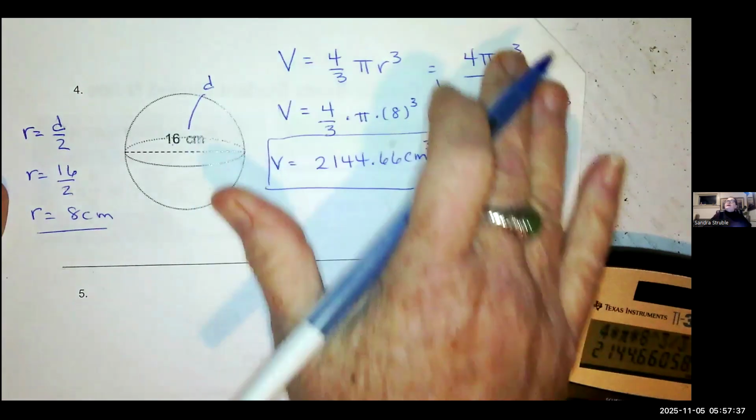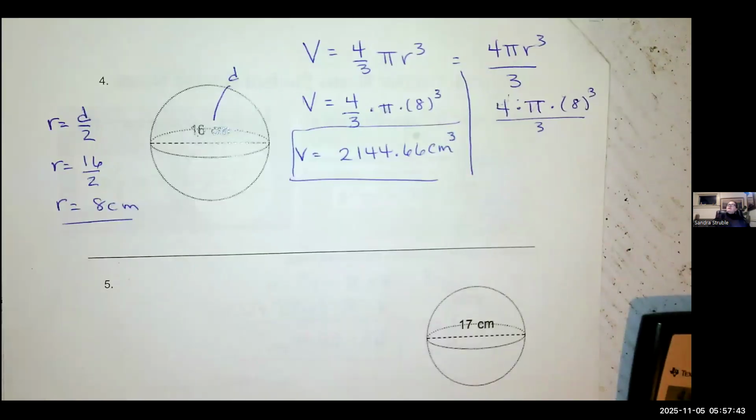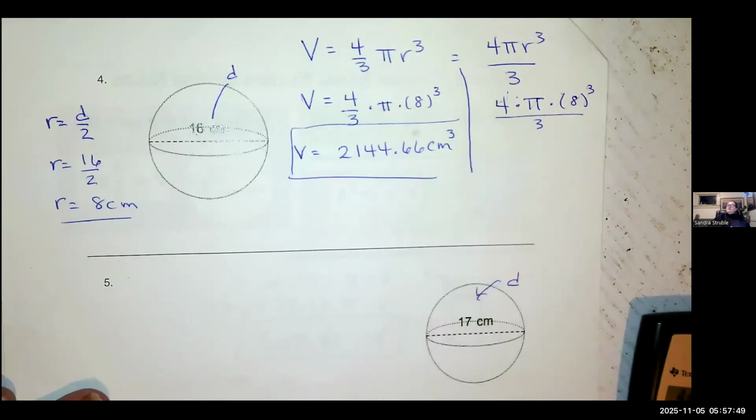The next one, we have a diameter as well. I'm going to leave this up here. Pause the video, attempt this one yourself. You've got to find the radius because we were given the diameter. Okay, so find your radius and then find the volume.